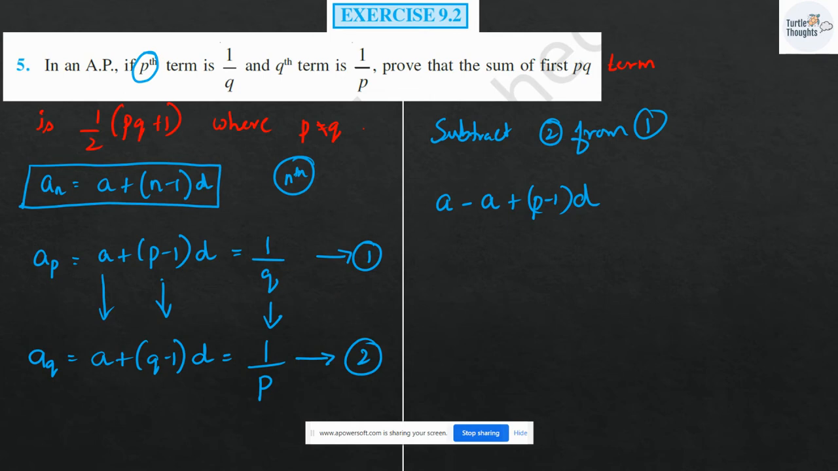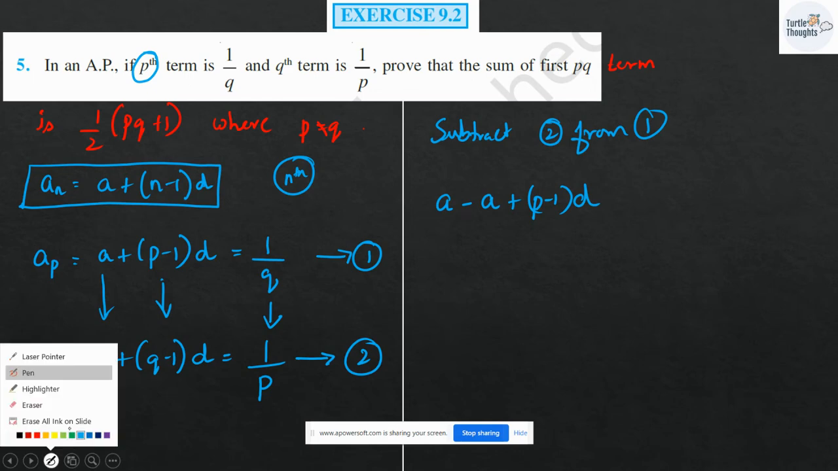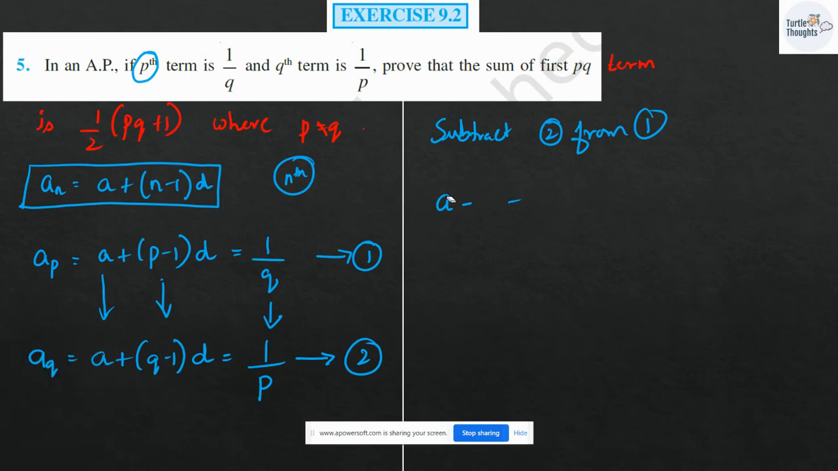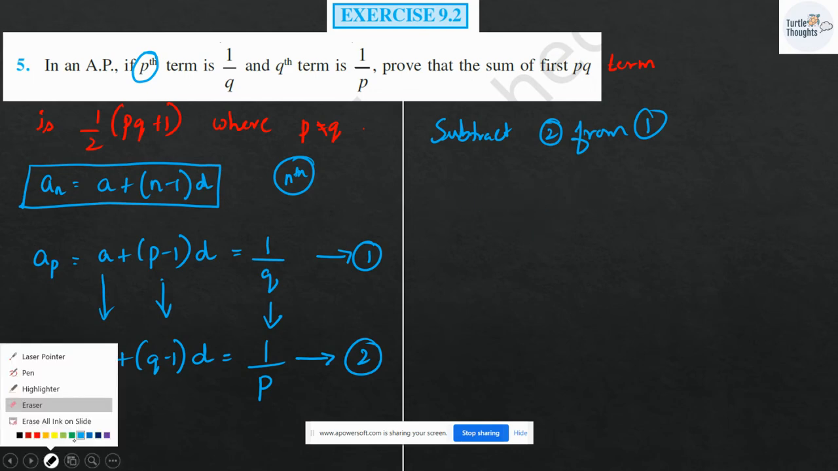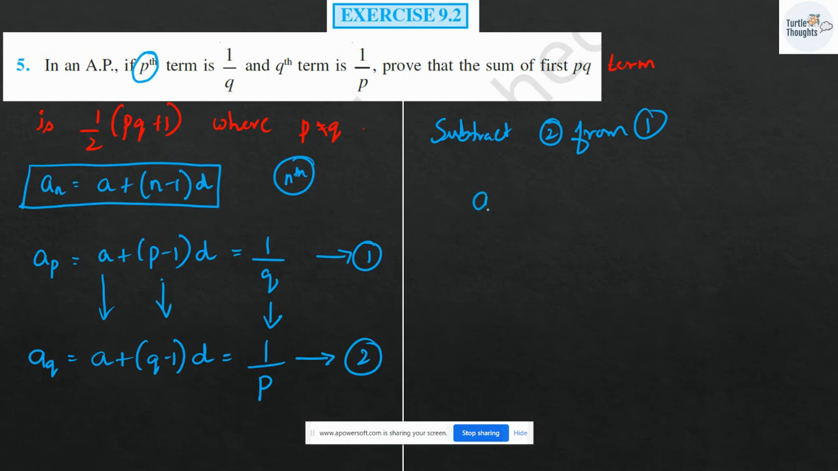Subtracting 2 from 1. So AP minus AQ I can write like that. First, let me write AP minus AQ. So what is there in AP? AP is A plus P minus 1 into D. This is your AP.